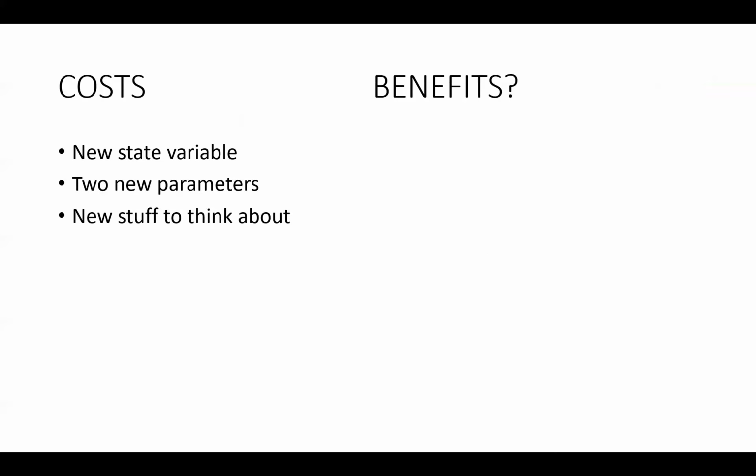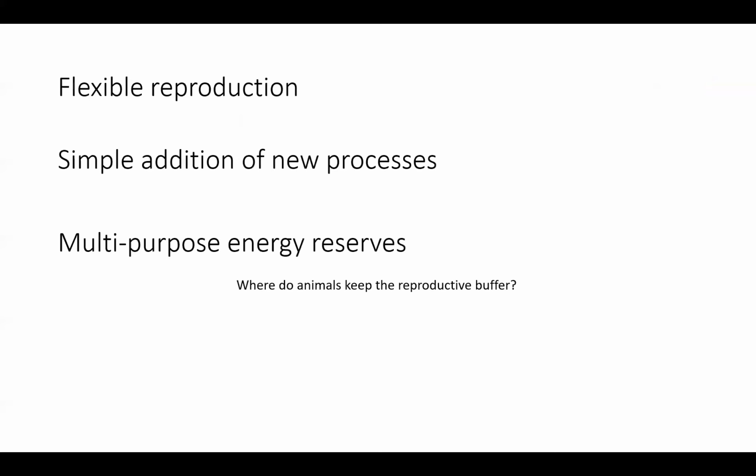So we have some costs to this model: new state variables, new parameters, new stuff to think about, which nobody likes. Are there any benefits? So you get flexible reproduction. You can do demand, supply, whatever you want. You have simple addition of new processes.